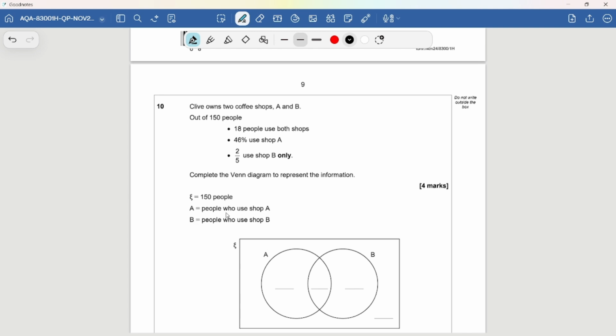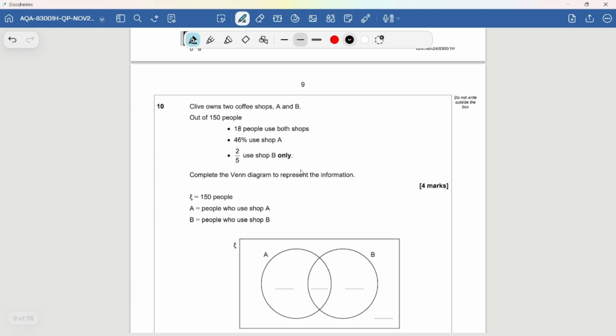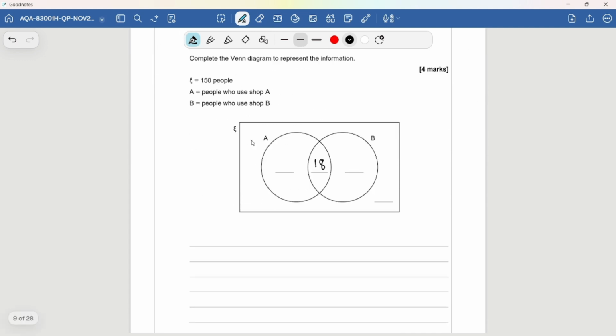A here represents the people who use shop A, and B represents the people who use shop B. So we have to complete the Venn diagram with the information given. Here we see there are 18 people who use both shops. So 18 lies at the intersection of these two circles. So 18 goes in here. 46% use shop A, so 46% of 150. Now how many is that?